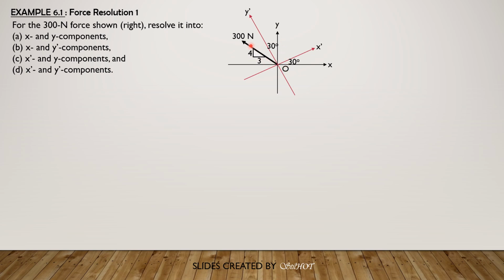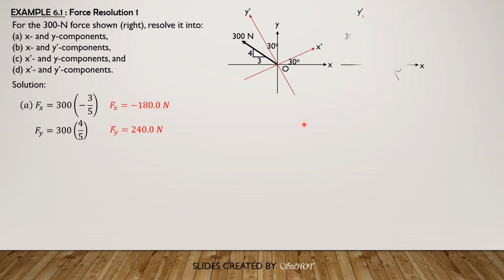Since the 300 Newton force is directed up to the left, its x component is negative. It is equal to negative 300 times 3 over 5 because the slope is 3 horizontal, 4 vertical, so 5 hypotenuse. So 300 times negative 3 over 5 is equal to negative 180 newtons. Then Fy is 300 times 4 over 5, so it is 240 newtons. Let's proceed to part B, x and y prime components.